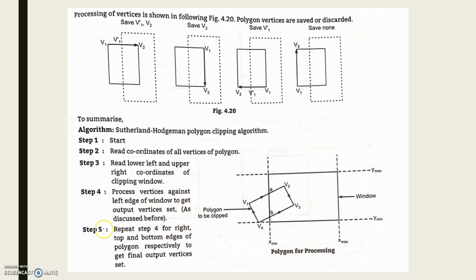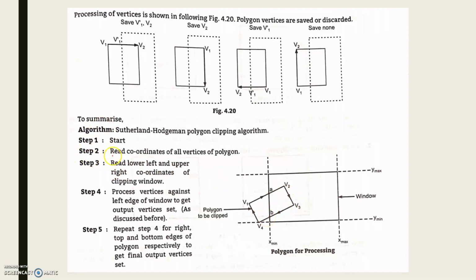Then let's summarize the Sutherland-Hodgman polygon clipping algorithm. Step 1 is start. Step 2 is read the coordinates of all vertices of the polygon. Consider that this is your polygon and you have to clip it. This rectangle is your window. This part of the polygon is outside the clipping window and this part is inside the clipping window.